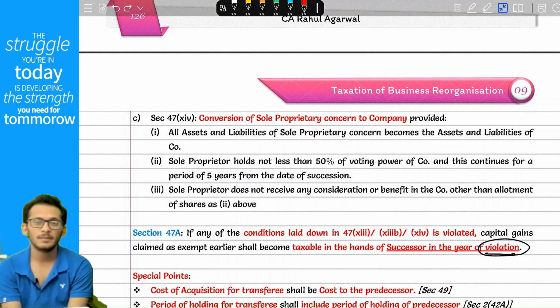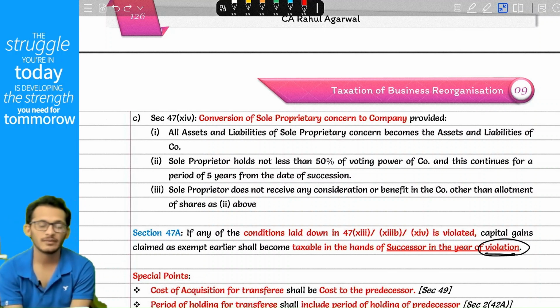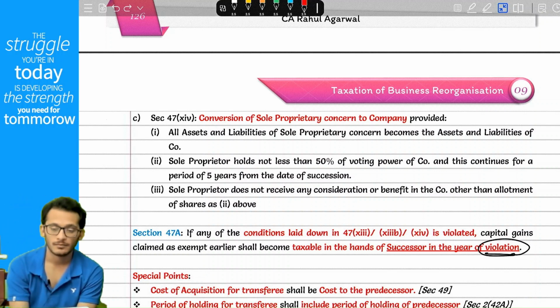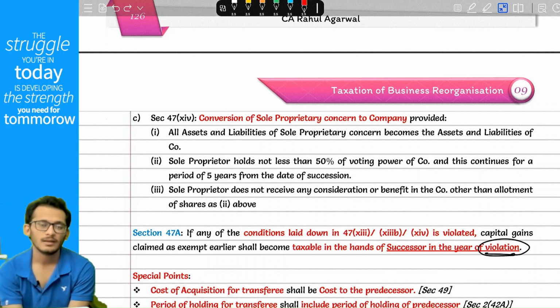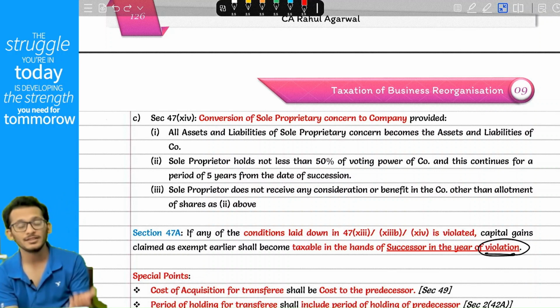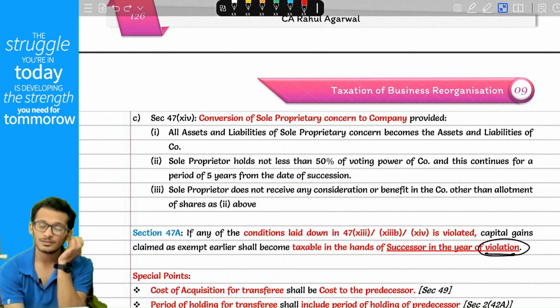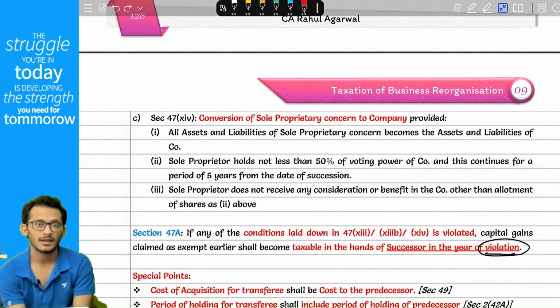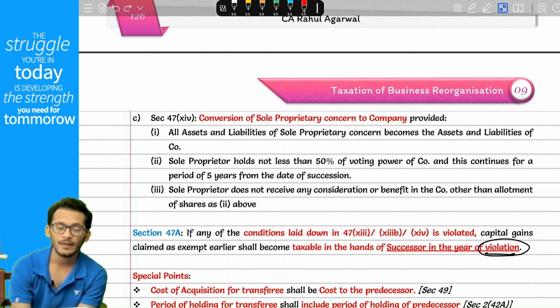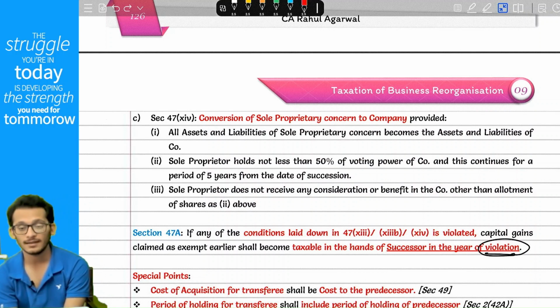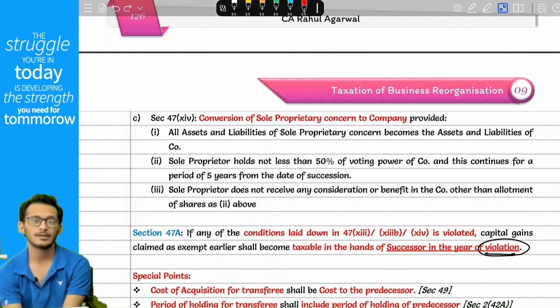Therefore, period of holding will be period of holding of previous owner. Cost of acquisition will be cost of acquisition of previous owner. In all the sections, one mandatory condition is that the shareholders of the old company should become the shareholders of the new company. Okay, so the owners of the old entity should become owners of the new entity and at least hold 50% of the new entity, in terms of profit or in terms of voting power, as the case may be. If you violate these conditions, then the year in which the violation took place, that year you will tax it.